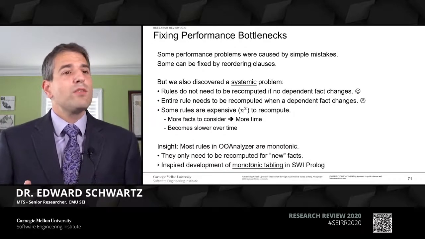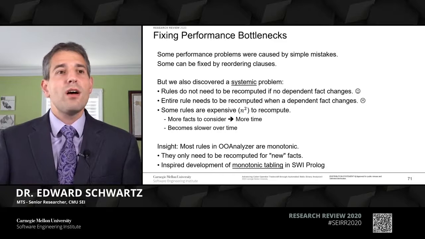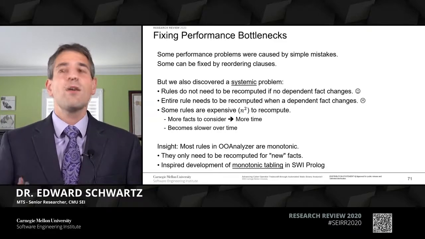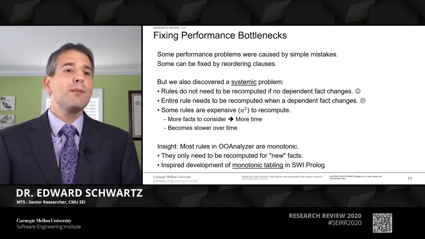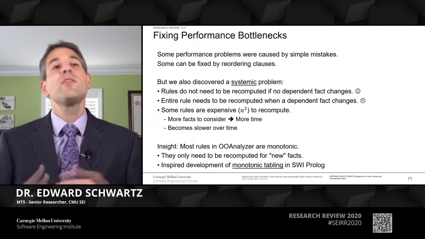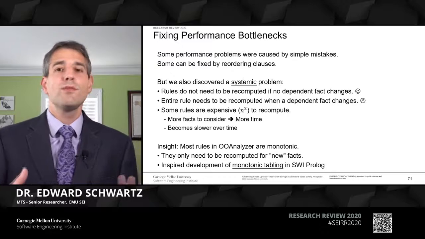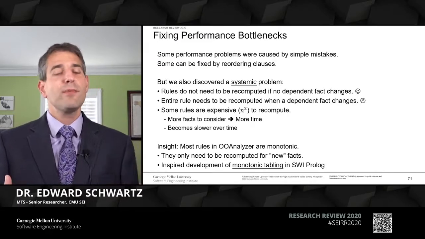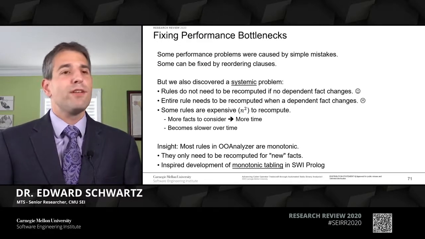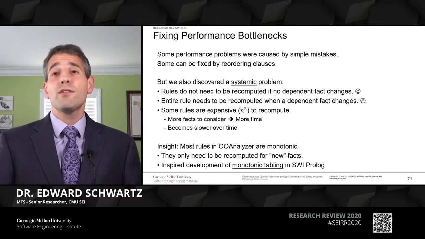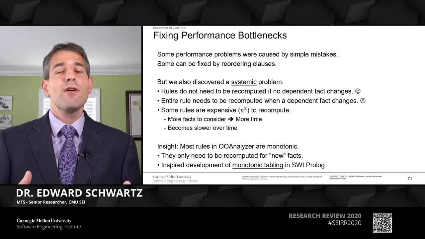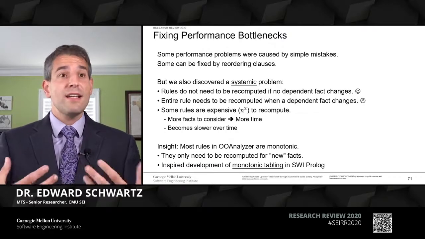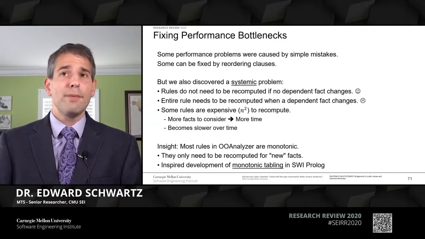So our insight was that most of the rules at a logical level that we had are monotonic. That essentially means that they don't need to be recomputed for new facts. The reason they were being recomputed was because the Prolog implementation of tabling was just being a little bit conservative. So this inspired the development of a new type of tabling called monotonic tabling that's now part of SWI Prolog, and that has helped us speed up our code quite a bit.